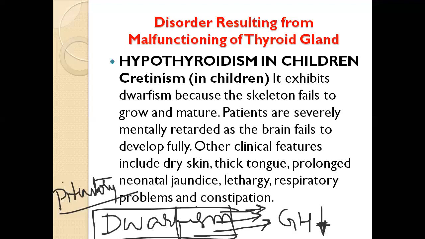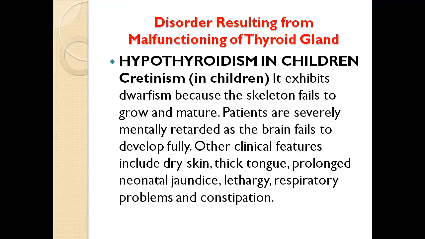But in the case of thyroxine cretinism, the dwarfism also affects the brain. The brain fails to develop fully. That is the additional thing here. That is the difference between the cretin, or dwarf, of hypothyroidism and the dwarf of hyposecretion of the growth hormone.